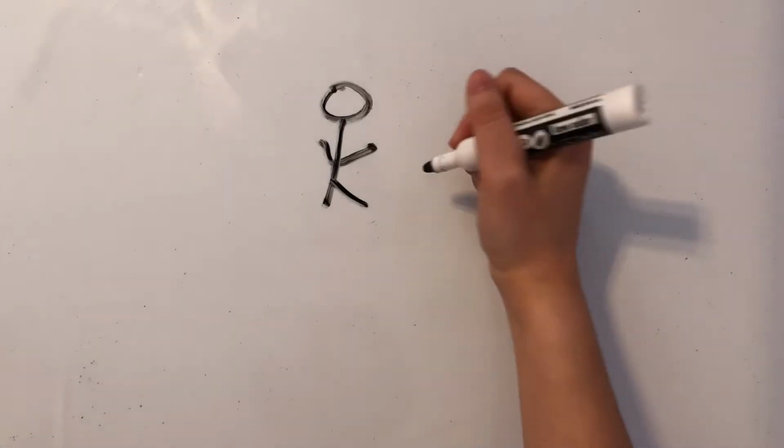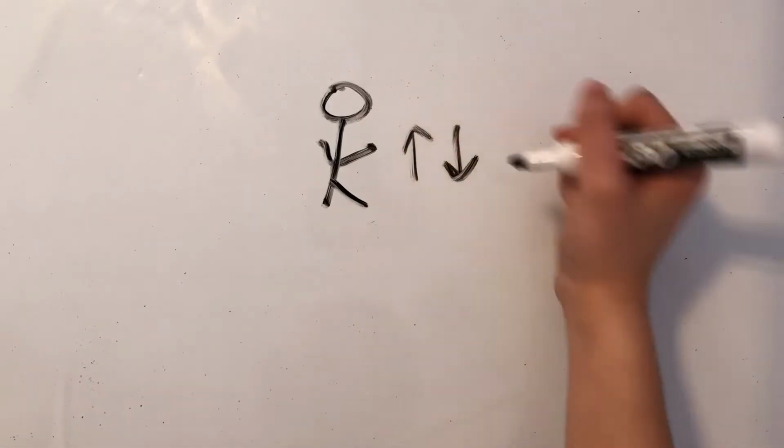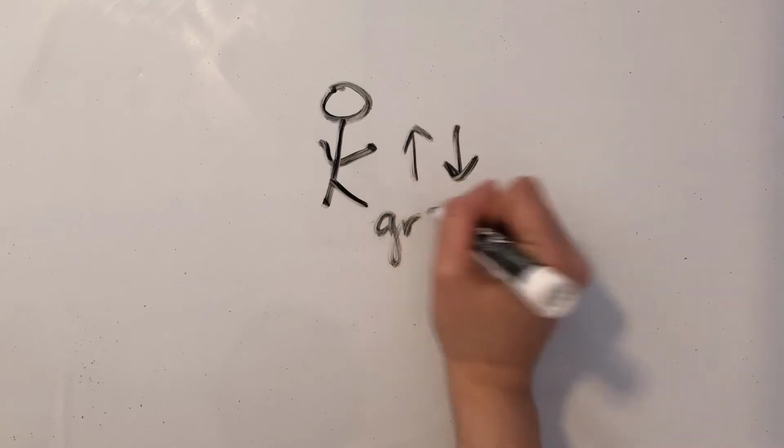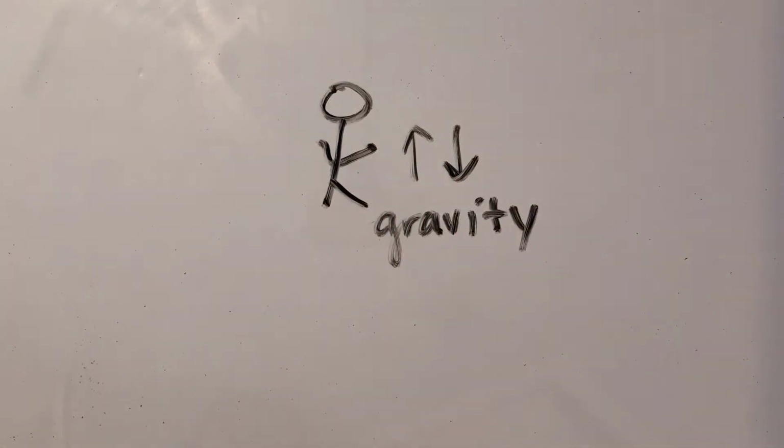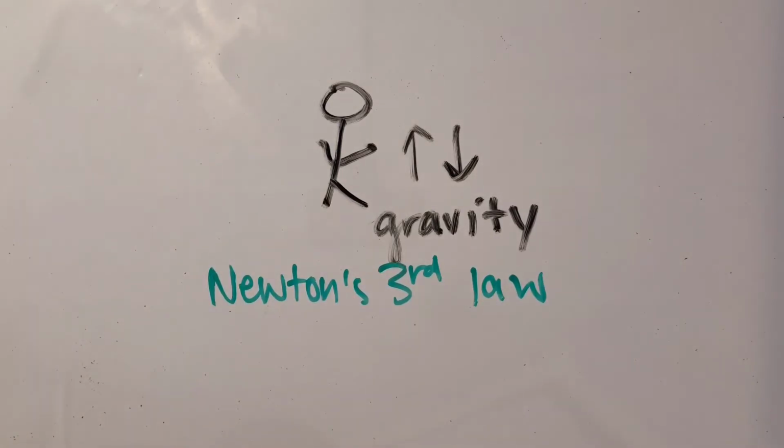So you probably already know that when you jump up, you're bound to come back down, and that's because of gravity, or the force that the Earth is exerting on you. And we already know from Newton's third law that the force that the Earth exerts on you is going to be of the same magnitude but the opposite direction of the force that you exert on the Earth.